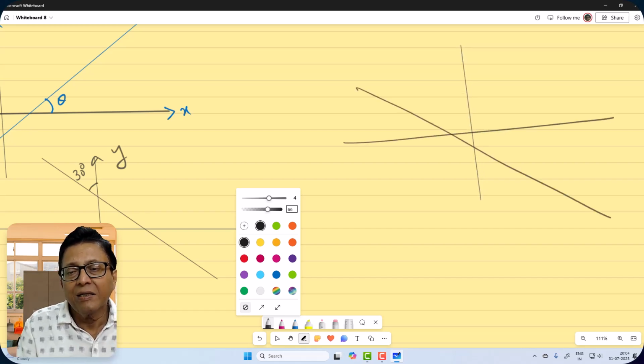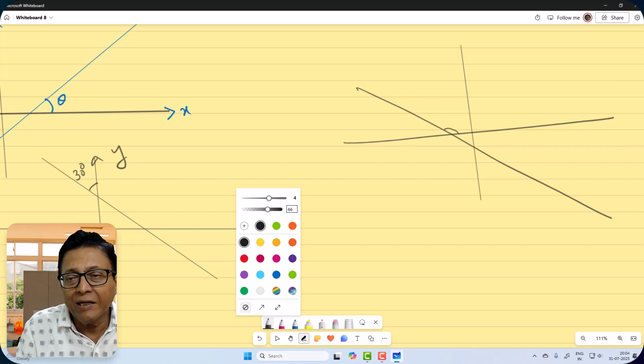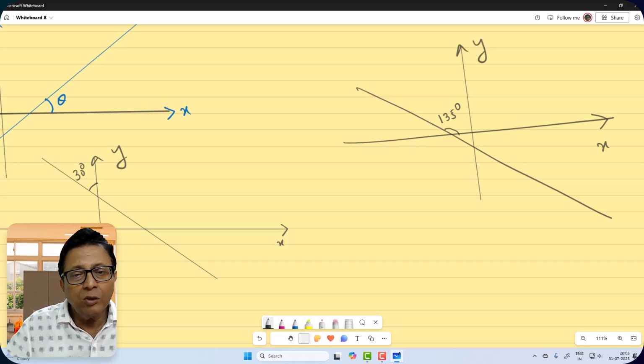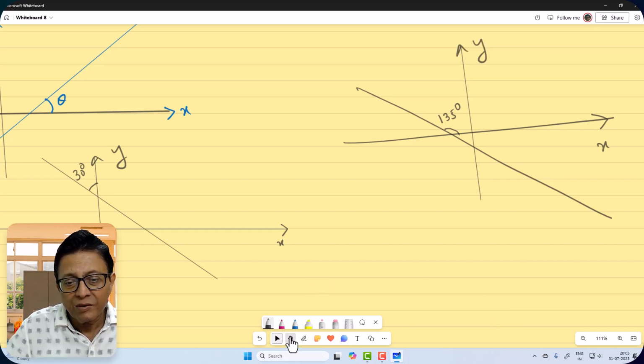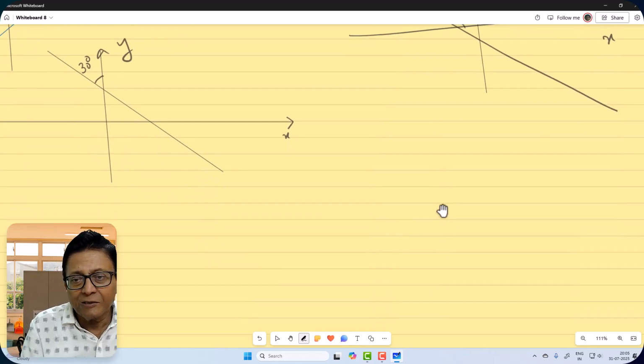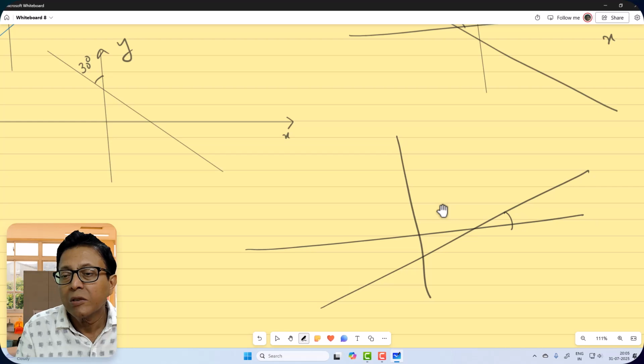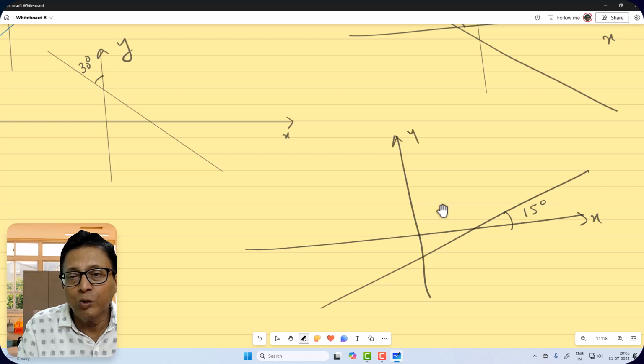This is the line which makes an angle 135 degree with x-axis. You have to write the slope. There is a line of this form. This is 15 degree. What is the slope of this line?